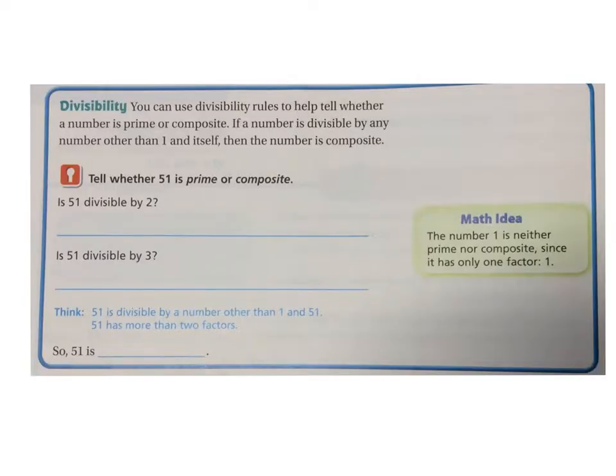You can use divisibility rules, just like we just did with our classroom numbers, to help tell if a number is prime or composite. If a number is divisible by any number other than 1 and itself, then the number is composite. So we want to know if 51 is prime or composite, okay? So let's just check. Is 51 divisible by 2? How can we tell that 51 is not divisible by 2? Avani? It is not even. It is an odd number. So therefore, it cannot be divisible by 2.